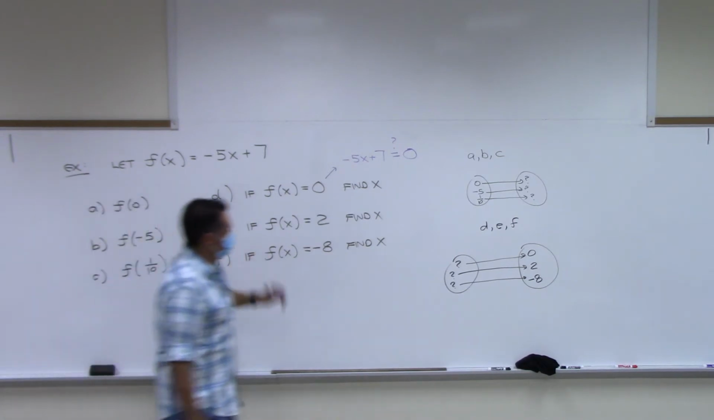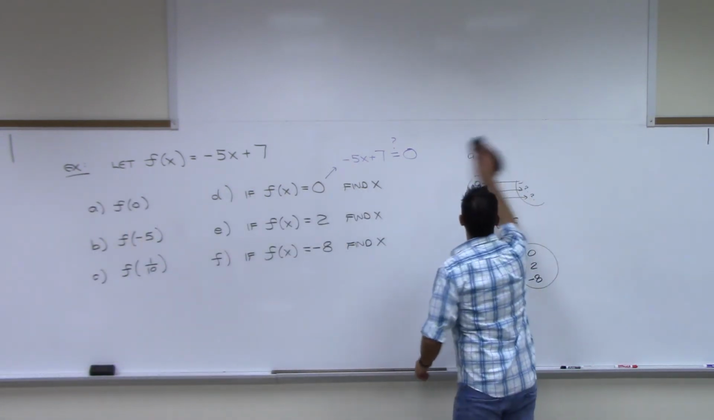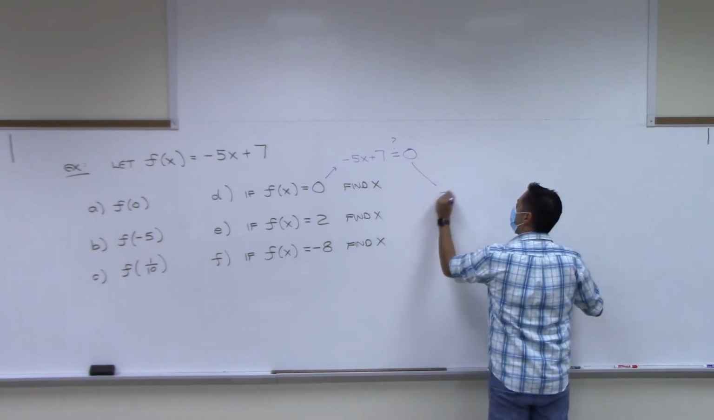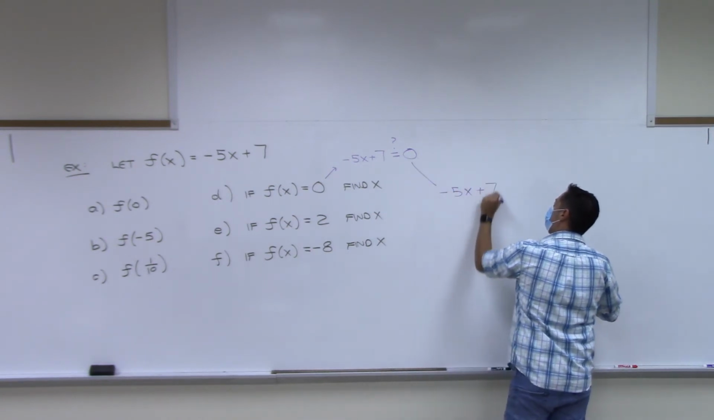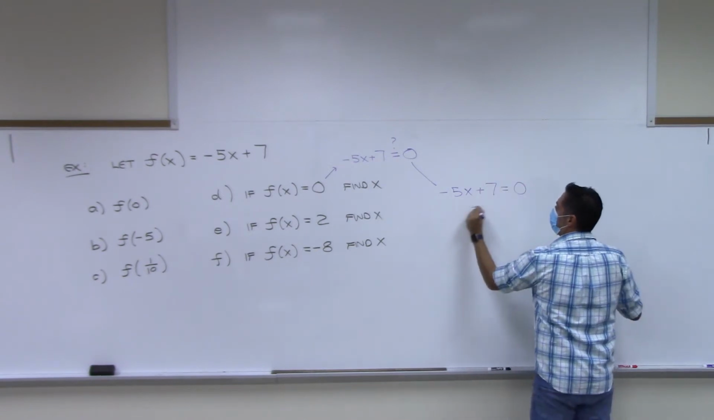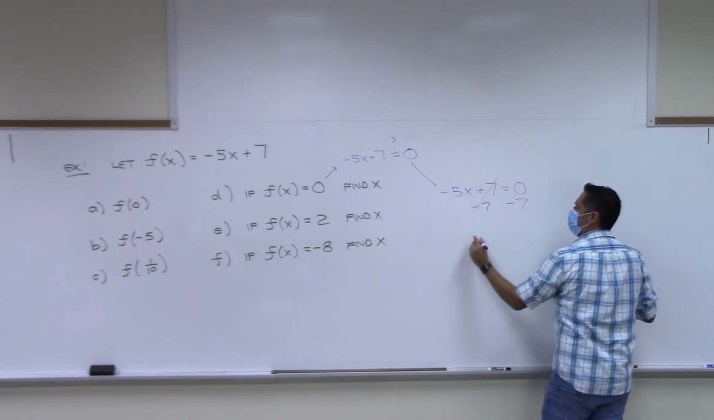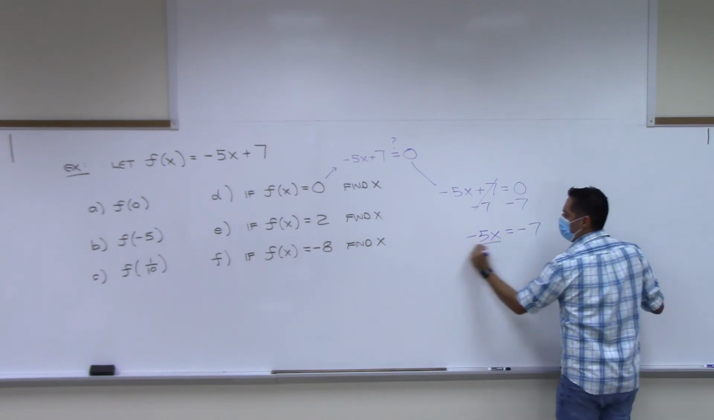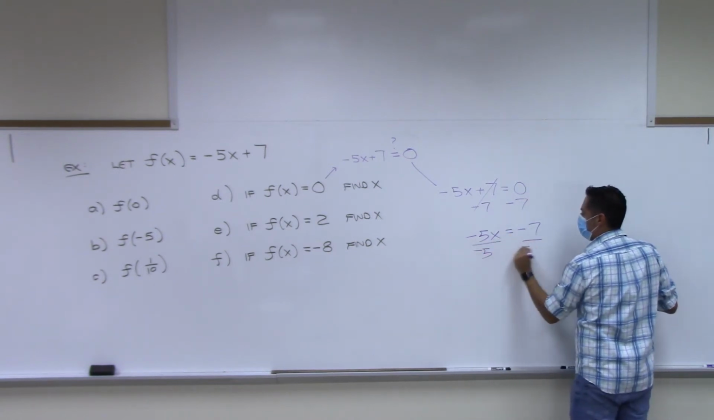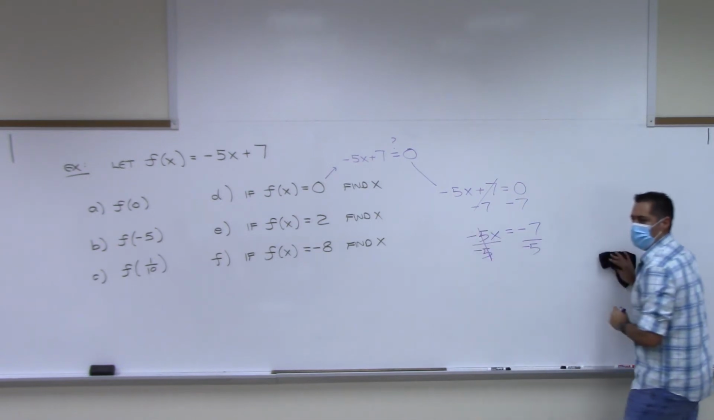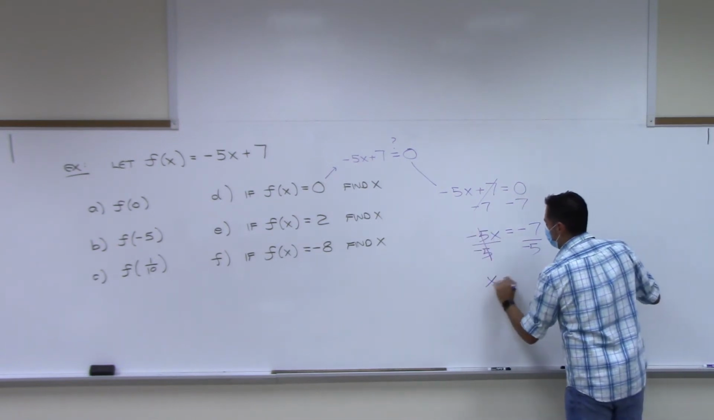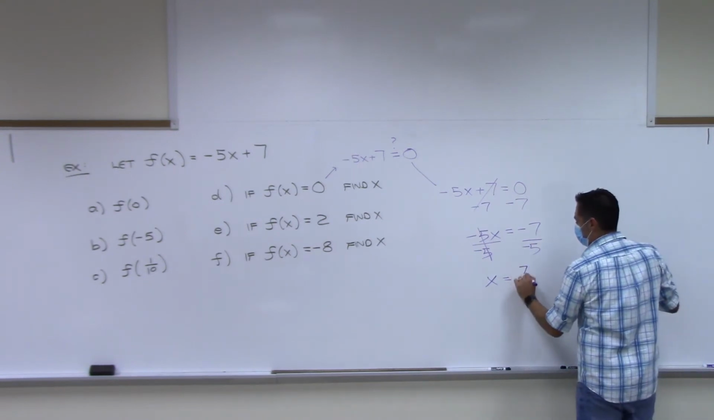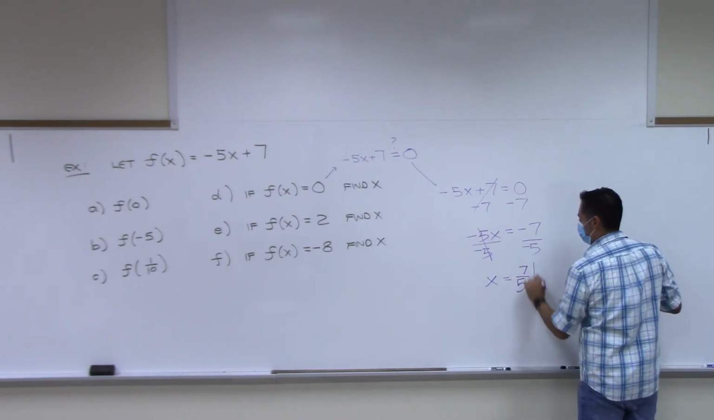I'll solve this one just so we can see it. This one would be, I would subtract 7 on both sides. And then I would divide both sides by negative 5 so that that goes away. And I get x over here. And then negative 7 divided by negative 5 is a positive number, 7 over 5.